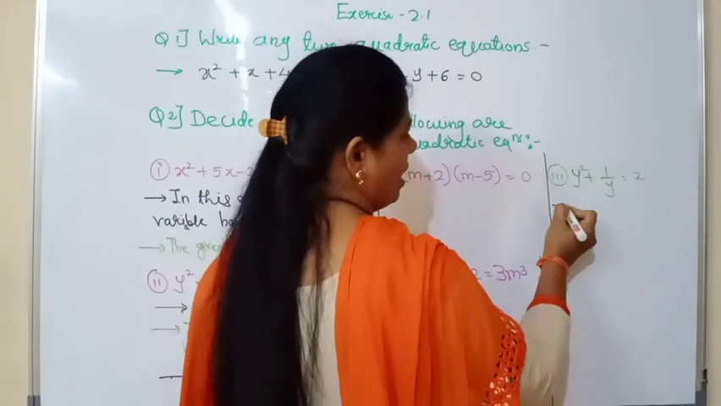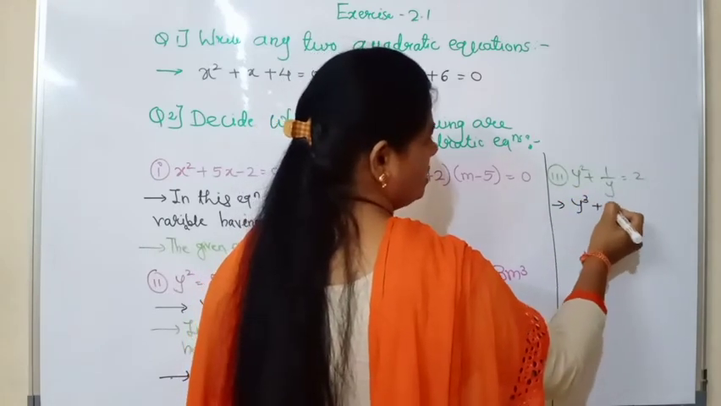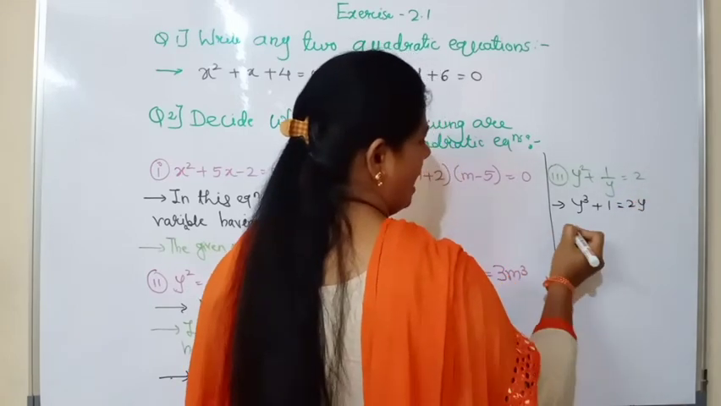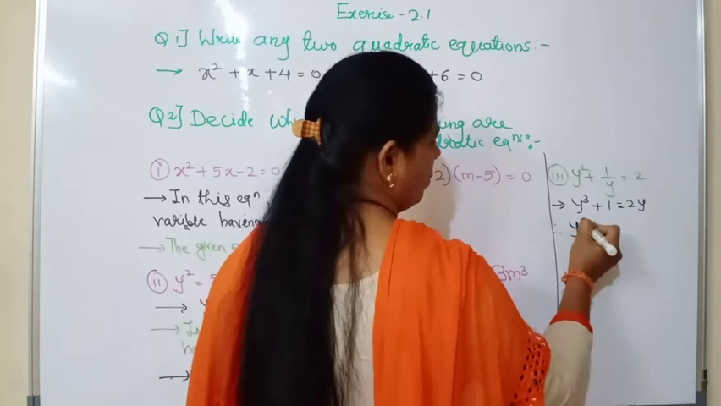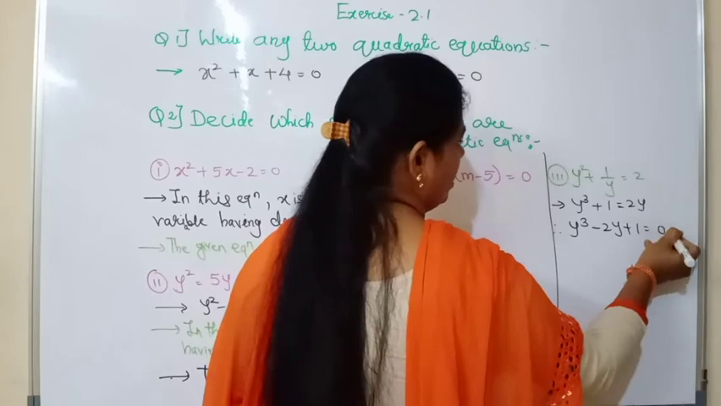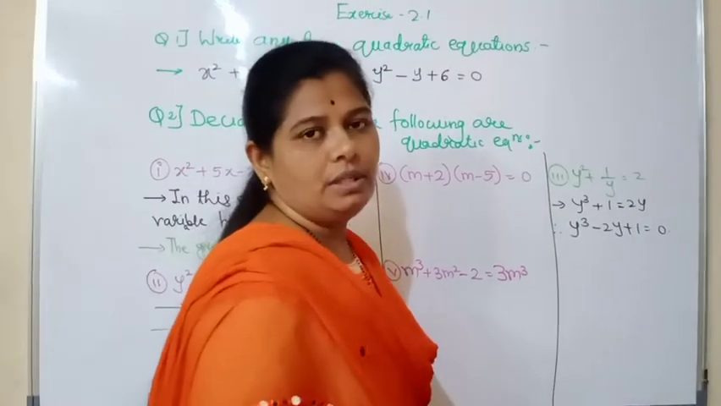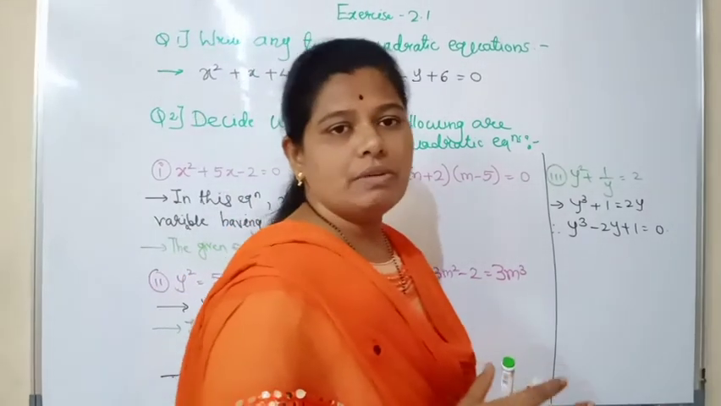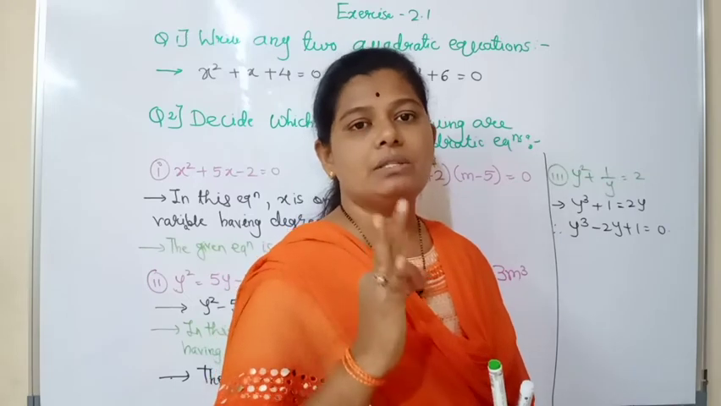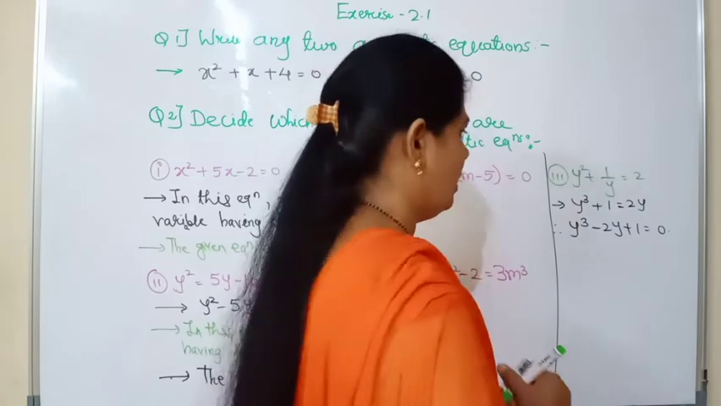After multiplying by y, what we get? Y square into y, that is y cube, plus 1 equal to y into 2, that is 2y. Now we will arrange this equation. Therefore, y cube minus 2y plus 1 equal to 0. Now in this equation we see that there is a variable y, but its degree is 3, and so the given equation is not a quadratic equation.